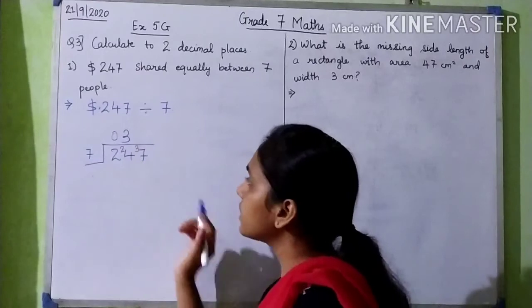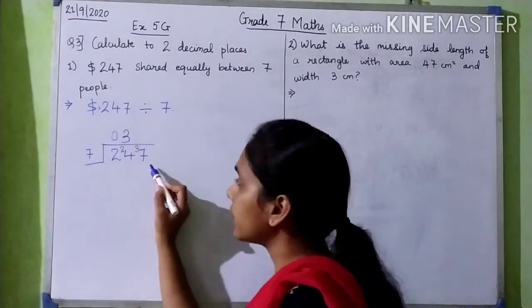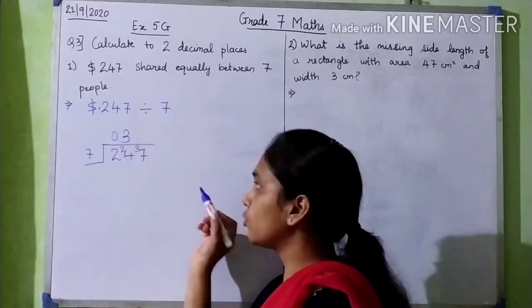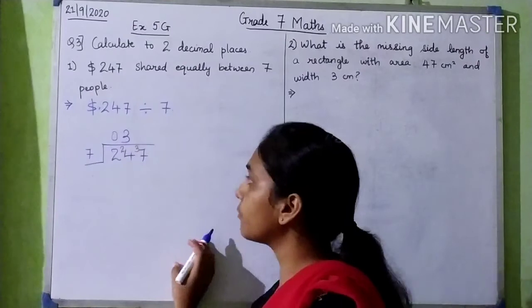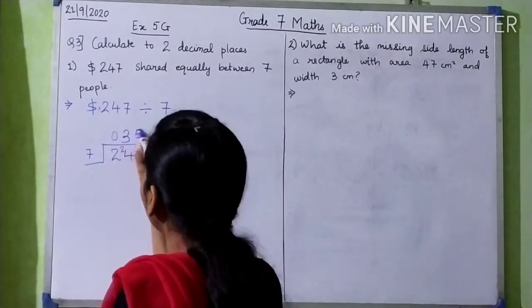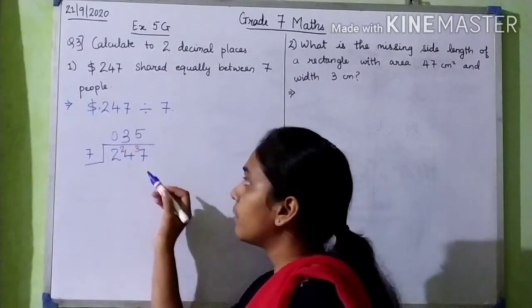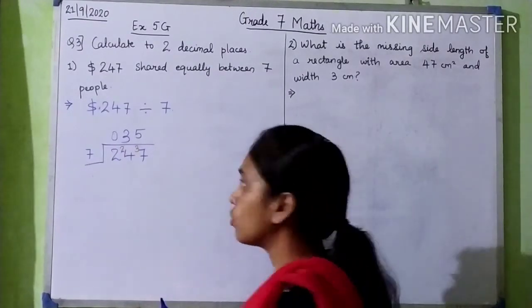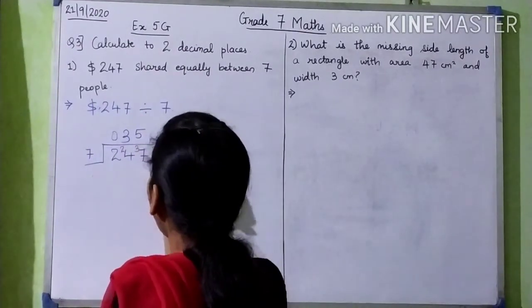Now this has become 37. Now 7 4s are 28, 7 5s are 35, 7 6s are 42. So 6 we cannot take because 42 is greater than 37. So what we have to take? 7 5s are 35. So I write 7 5s are 35. Now 37 minus 35 will be 2. So 2 will be carried.